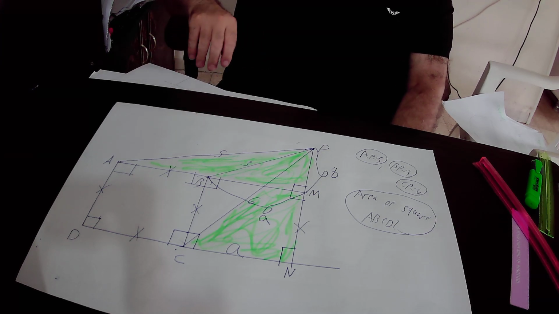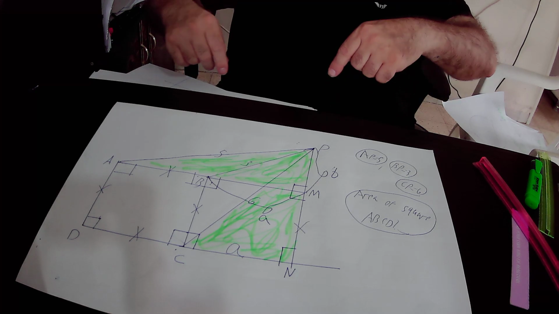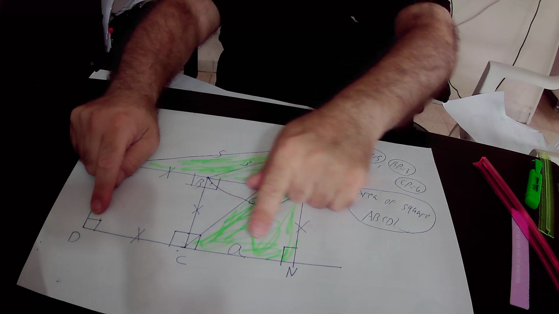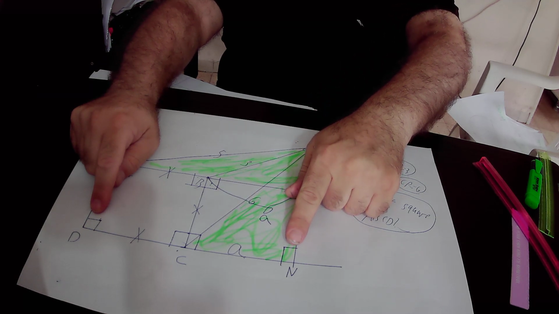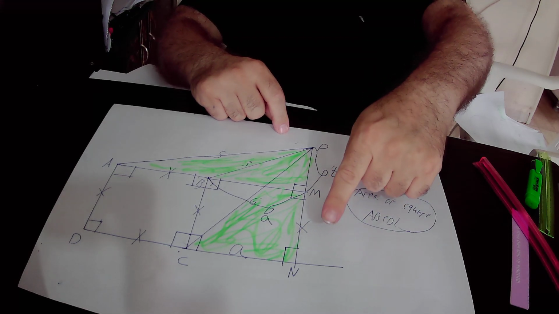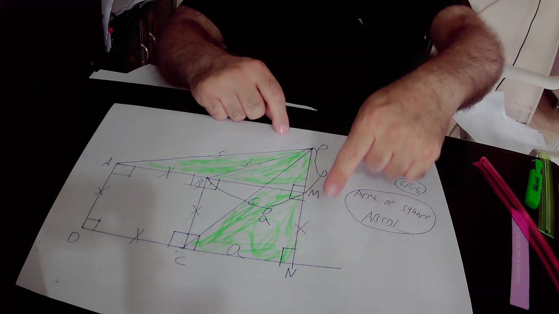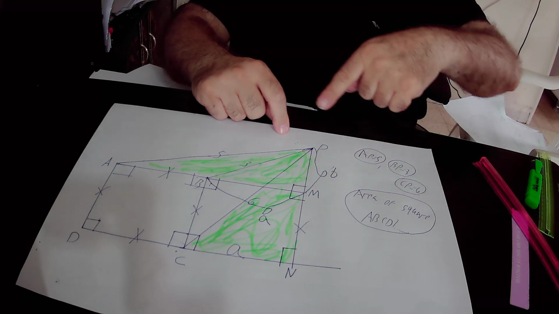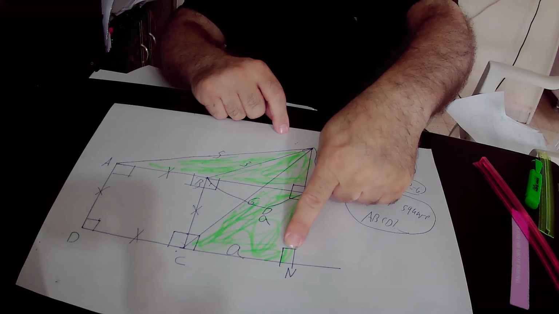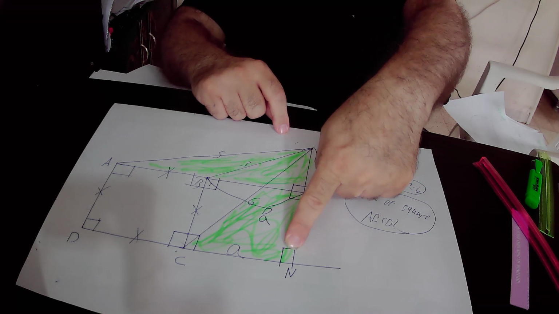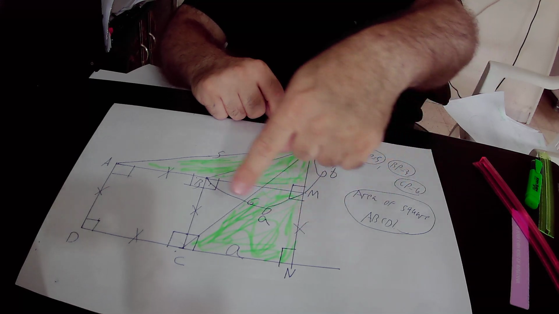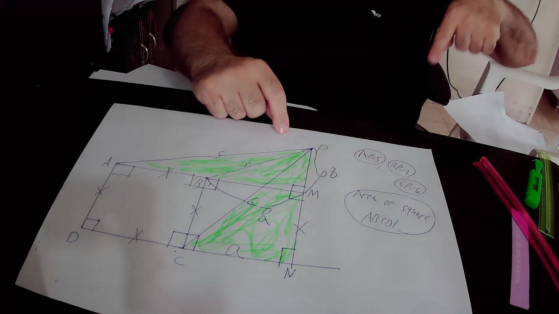So first of all, we did a construction. We extended side DC by a straight line, and from point P we go perpendicular on the extended side DC. So this angle equals 90 degrees according to our construction. We define the touching point of the perpendicular from point P on the extended DC as N.